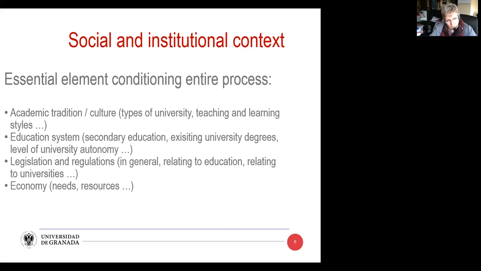Then something which is closely linked to the last point in the education system, the level of university autonomy, linking into legislation and regulations. In many, many contexts, universities are pretty free to design their own programs, to look for their own staff, basically to do their own thing. In other systems, however, there are national regulations, there is national legislation about just about everything. Now, the degree of autonomy that we have will, of course, have a very strong impact on how we can work, how we can set up a program, what we can put in that program, and how we can resource that program.